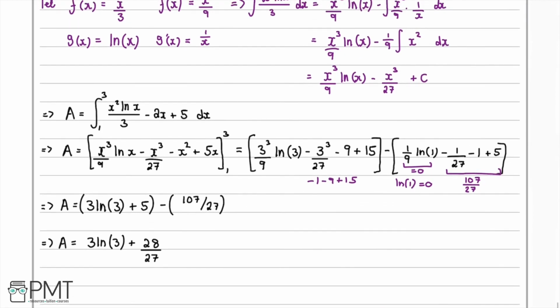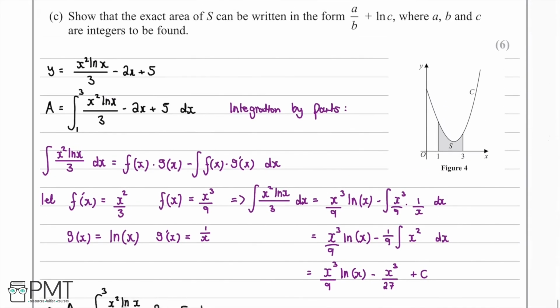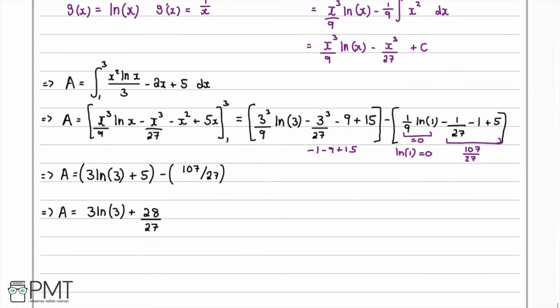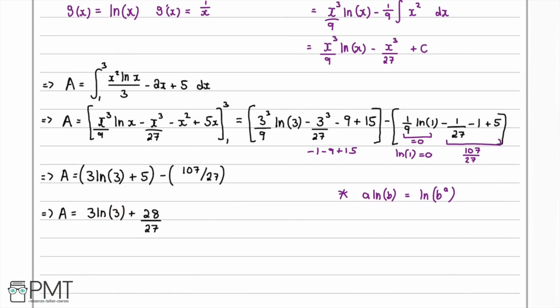And then looking back to the question to see what we're aiming for, we're asked to write something in the form a over b ln c. But unfortunately so far, we have a constant in front of the ln. We have the following log power law, such that a ln b is equal to ln b to the power of a. So what we can do here is take our 3 and put it as the exponent of 3, and we know that 3 to the power of 3 is equal to 27.